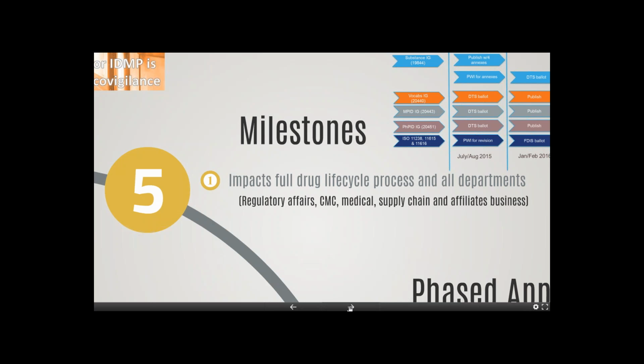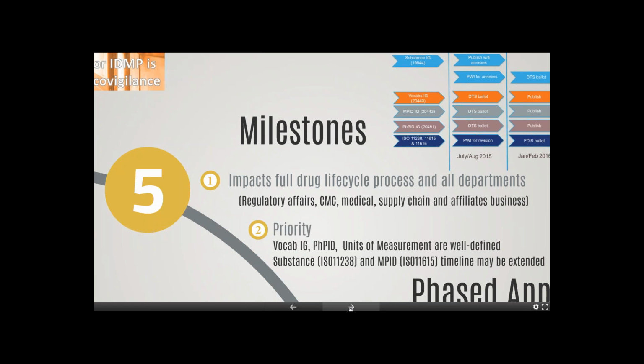the IDMP standard. What is also clear, as I just mentioned, is that the vocabularies, the pharmaceutical product ID, especially the substances for these first 4 annexes, are well defined, and you can work on the basis of the draft standards already. You can also wait until they are published, but it will be quite soon. The full substance standard, medicinal product and the MPID will take a little bit longer, as I just indicated.